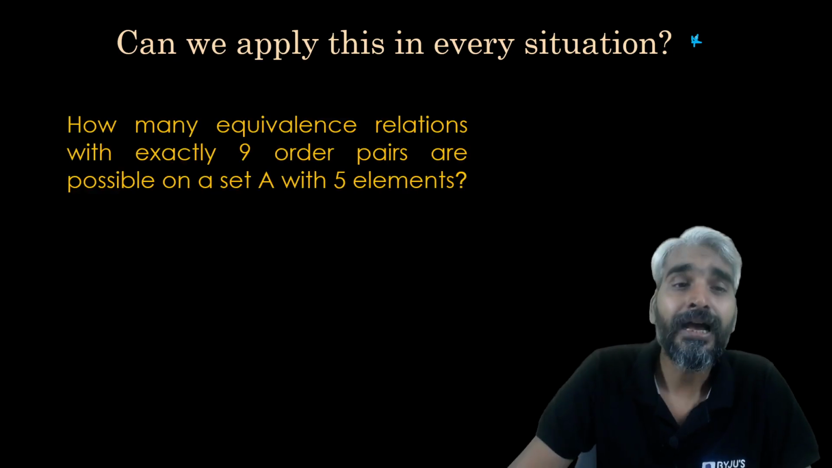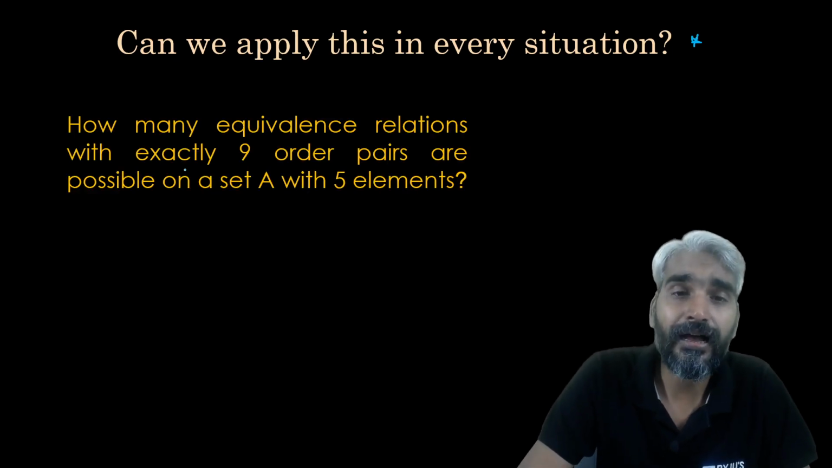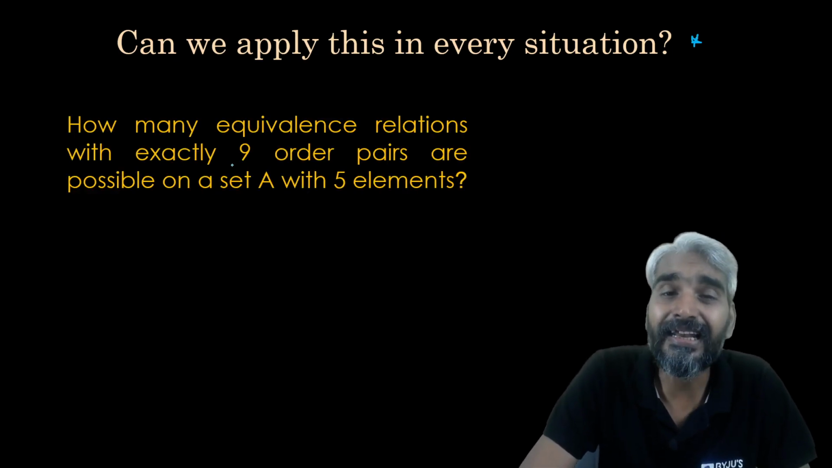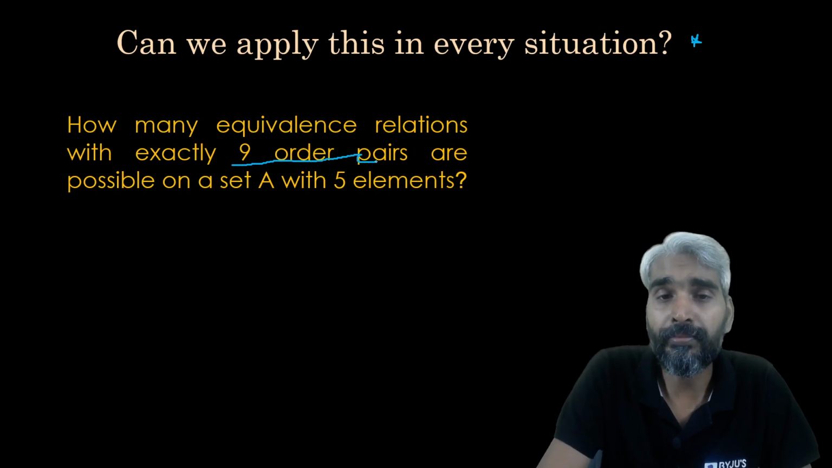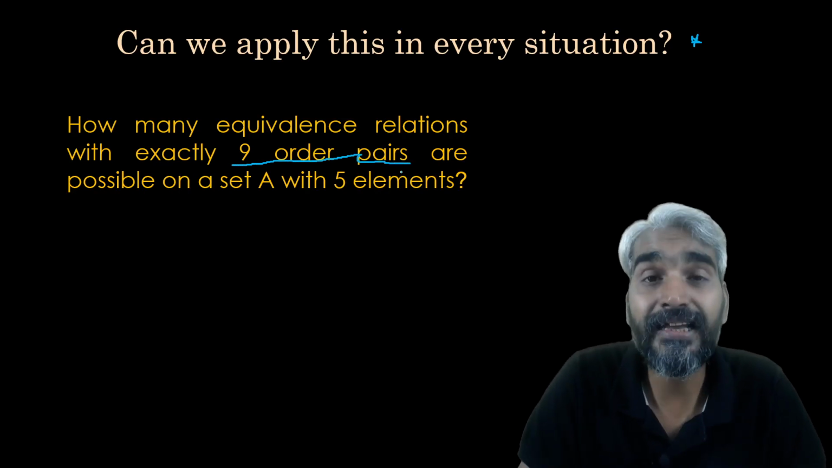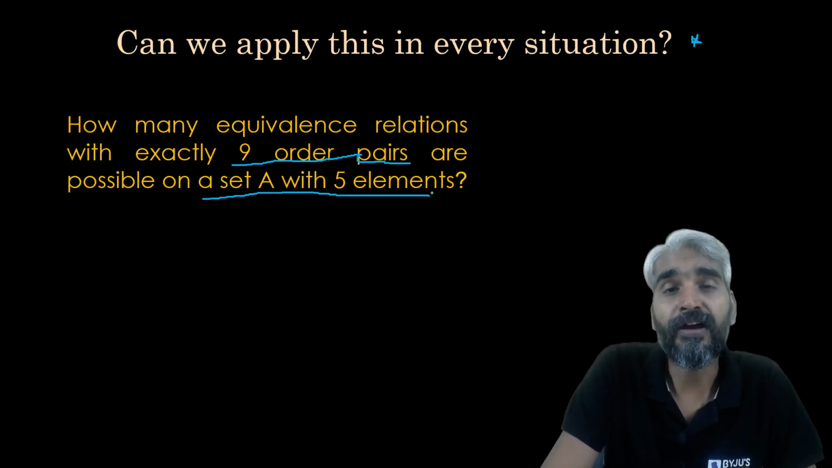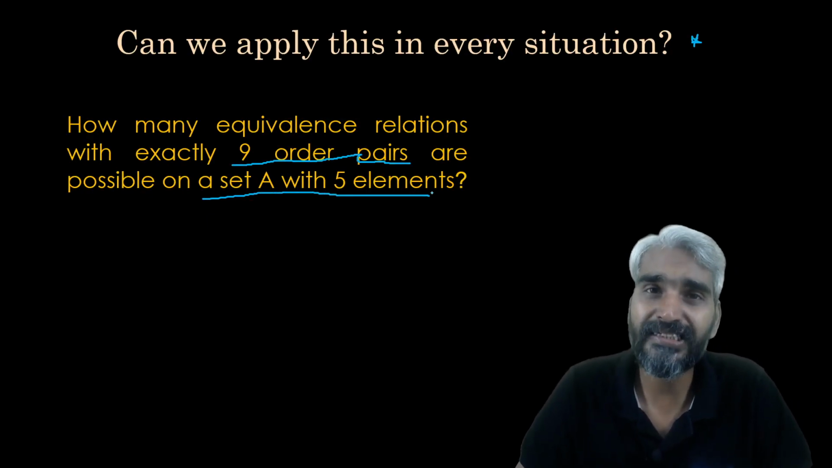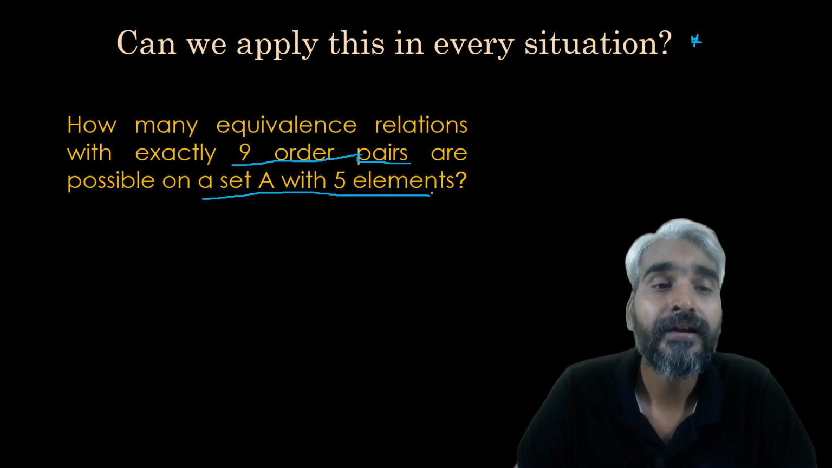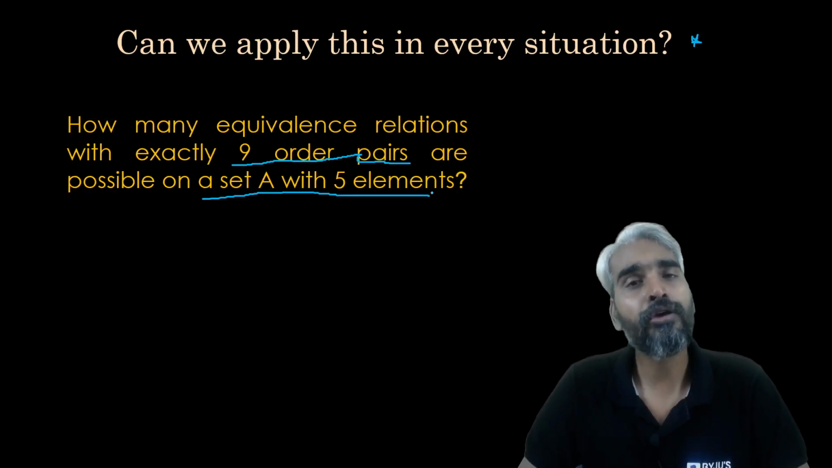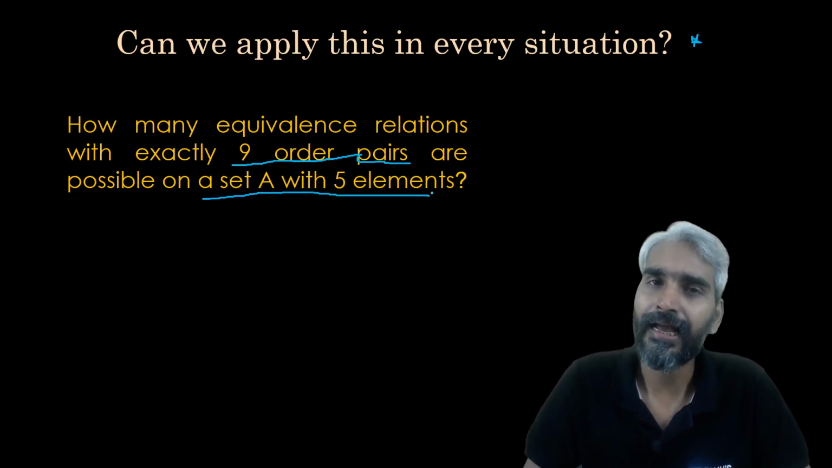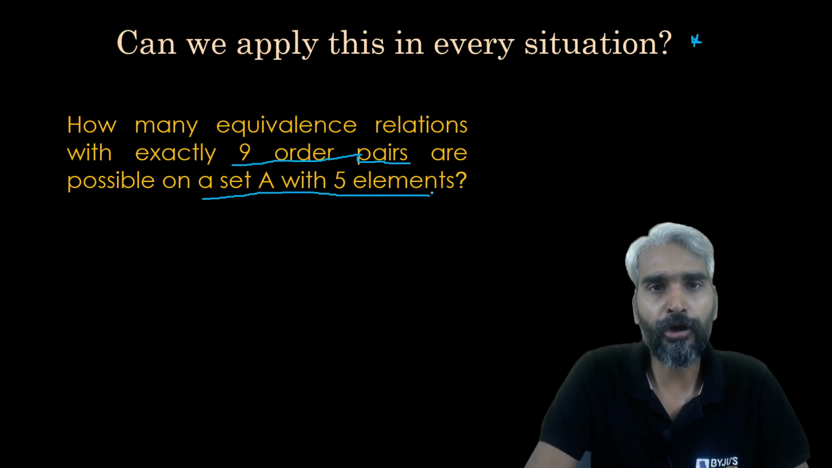Try doing this: how many equivalence relations with exactly 9 ordered pairs are possible on a set A with 5 elements? Anyone who thinks that anything can be solved using the Bell number, try solving this question and give me the answer in the comment box. I'll reply to it.